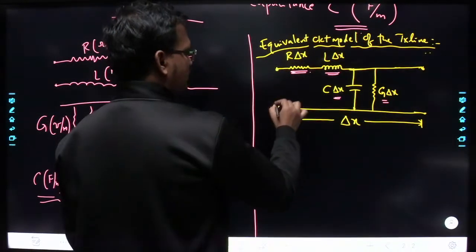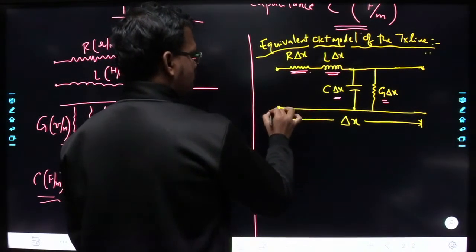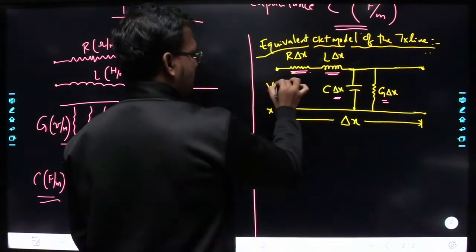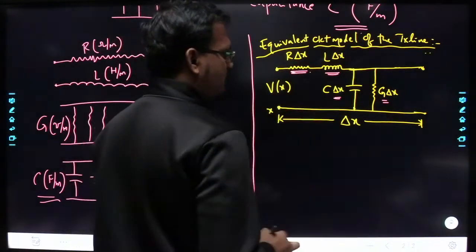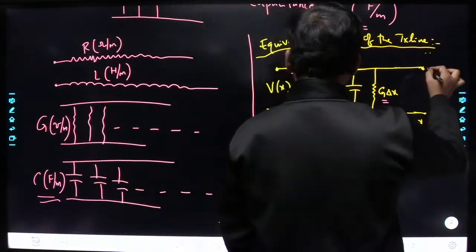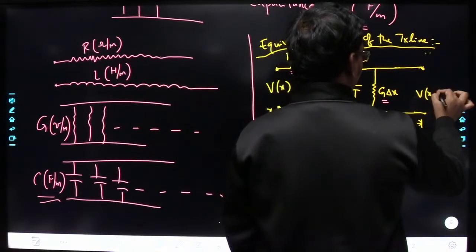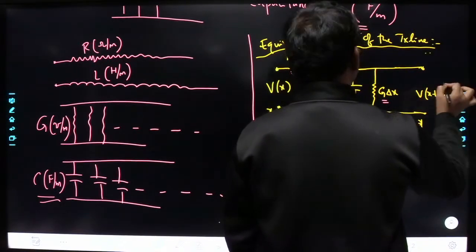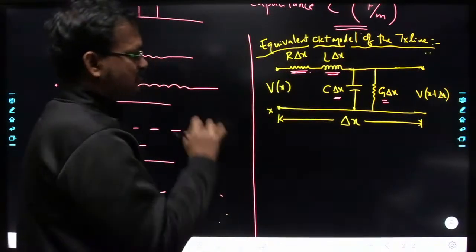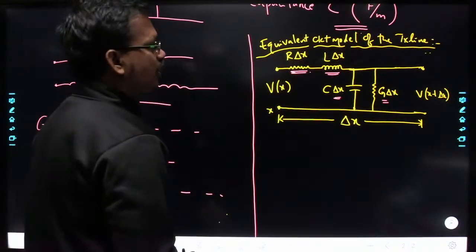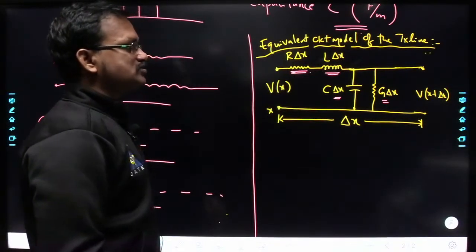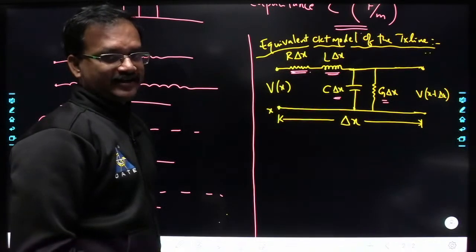So here, let us assume this location is x. I am considering the potential at this location as V of x, and the voltage at this location will be V of x plus delta x. So we have developed an equivalent circuit model of the transmission line.